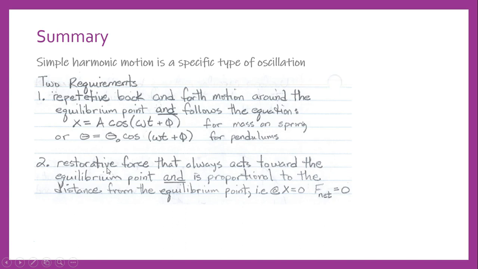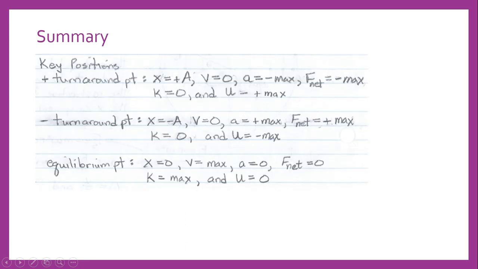Second, there's a restorative force that always acts towards the equilibrium point and is proportional to the distance from the equilibrium point. It's this last portion that makes simple harmonic motion a specific type of oscillation. There are key positions, the positive turnaround point, the negative turnaround point, and the equilibrium point, and these have key ramifications on all of our motion quantities as shown here.